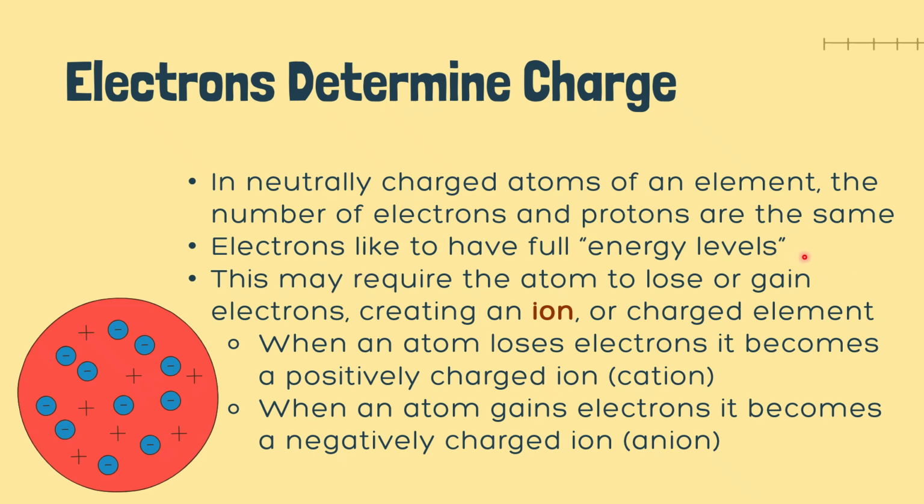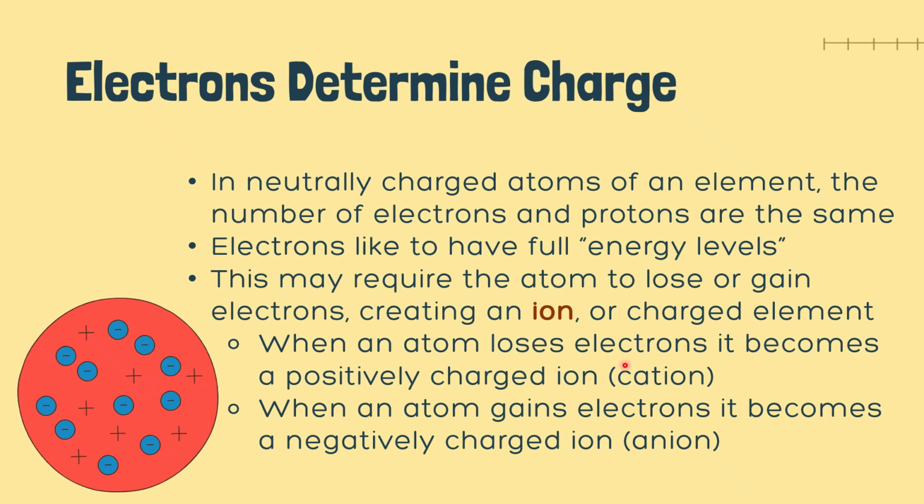Electrons like to have full energy levels. So as I said, every single step around the nucleus can hold a certain number of electrons. And atoms like to have their energy levels full. So either they want to collect electrons to fill it up, or they want to lose electrons to empty it and get rid of that energy level entirely. So when an atom loses or gains those electrons, they create something called an ion, or a charged element, basically.